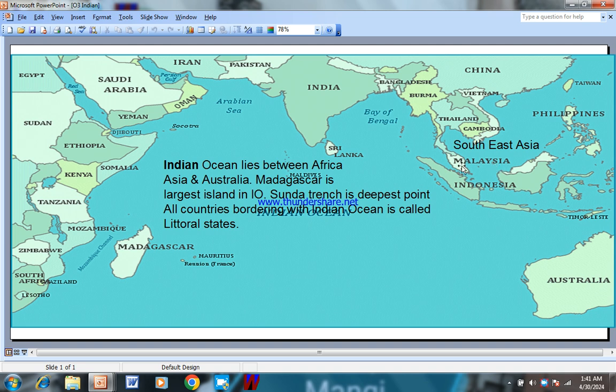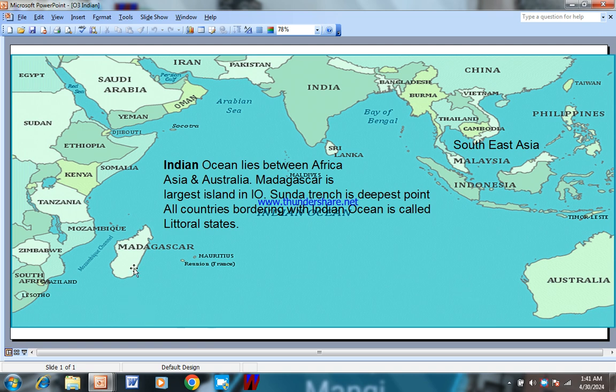Now let us see the boundaries. The Indian Ocean lies between, this is Africa, this is Australia, and this is entire Asia. Means it lies between Africa, Asia and Australia. All countries bordering the Indian Ocean are called its littoral states.